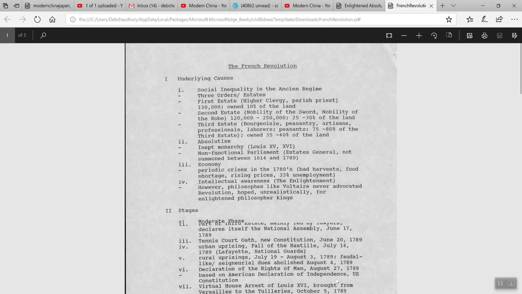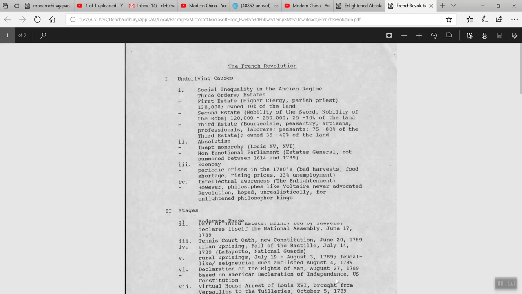And so if there was one unifying factor amongst all these classes, it was that they all thought that the monarchy was inept. And the opposition to the old order, which would ultimately lead to the replacement of a monarchy by another political system, if there's anything that all three estates held in common, it was by and large a common antagonism towards the monarchy.